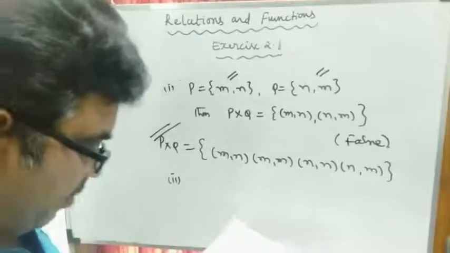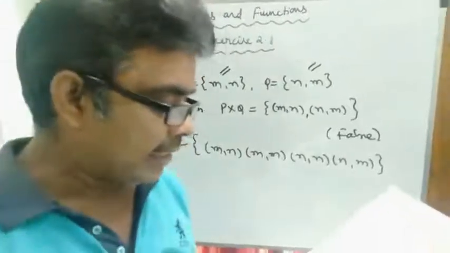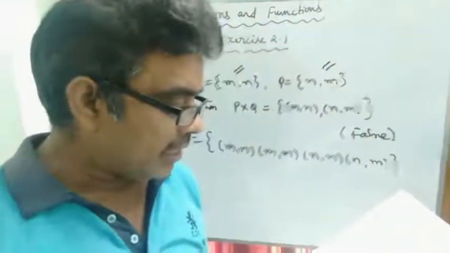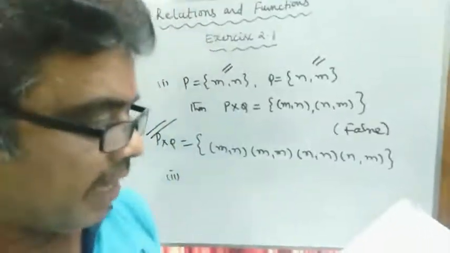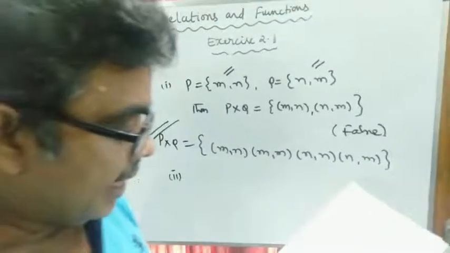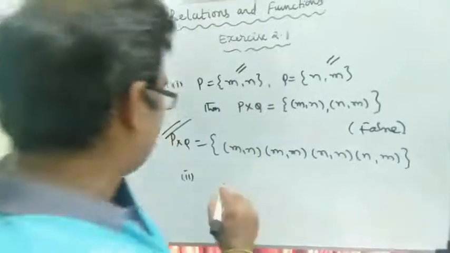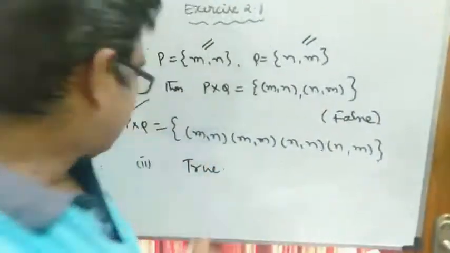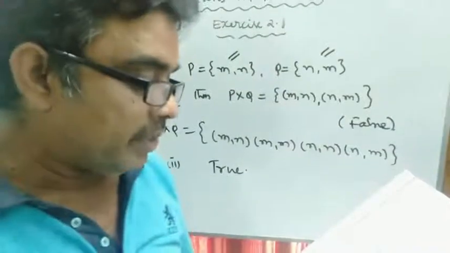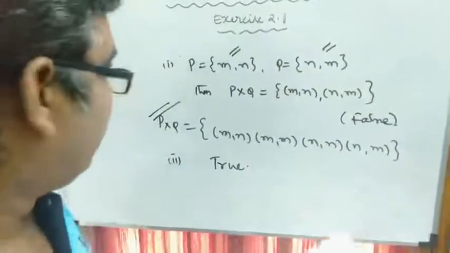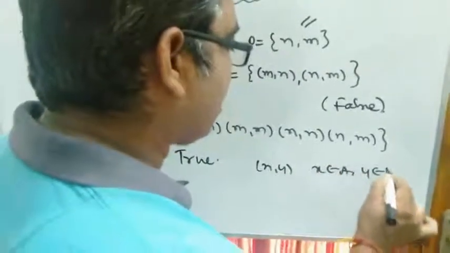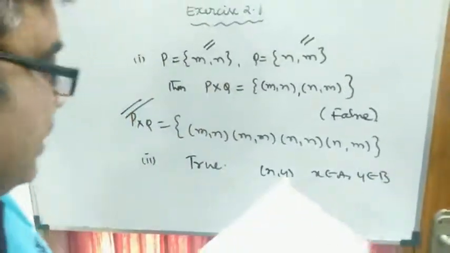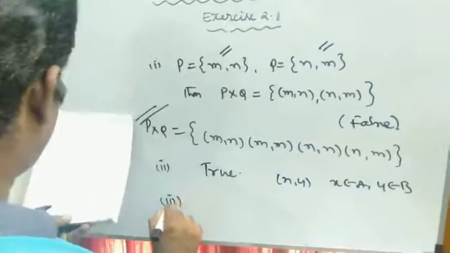Similarly, see the second one: if A and B are two non-empty sets, then A cross B is a non-empty set of ordered pairs (x, y) such that x belongs to A and y belongs to B. This is a true statement. A cross B is a non-empty set of ordered pairs (x, y), where x belongs to A and y belongs to the set B. This is the correct statement. So see the third one.